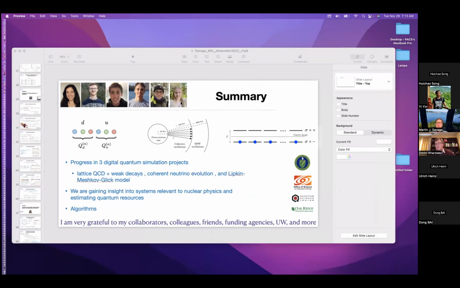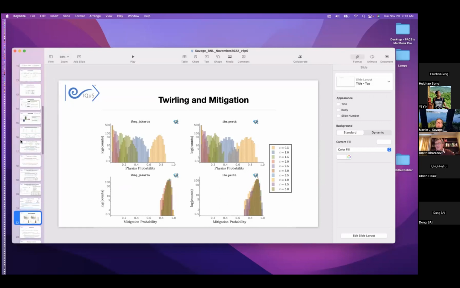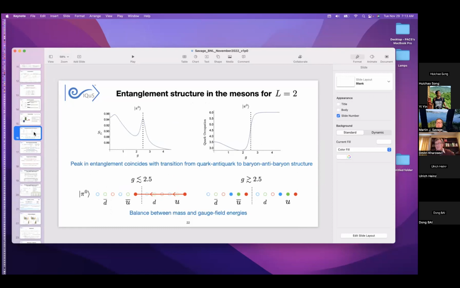Wonderful. Okay, so while we are waiting for more questions, I also have a question. On slide 22, you showed a very interesting result with the peak in entanglement entropy. There was this transition from quark anti-quark to baryon. Yeah, this one. So in this upper left plot, what was the definition of entanglement entropy? What were the subsystems, so to say? Is it between quark and the rest of the system? Is it between two spatial parts of the system?